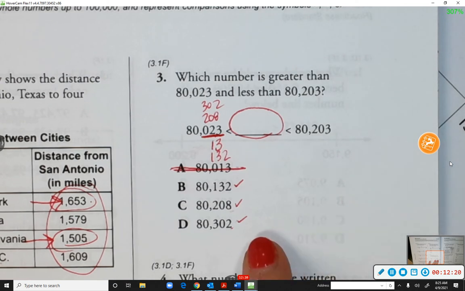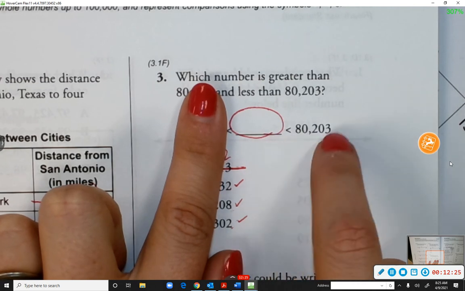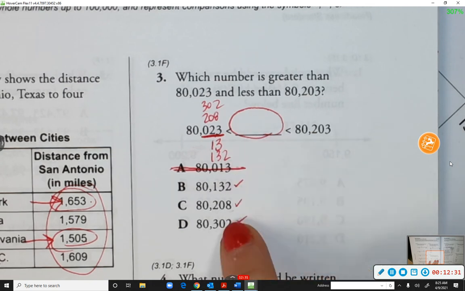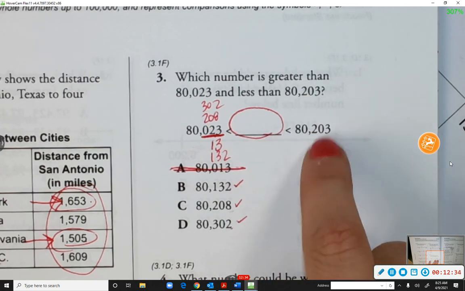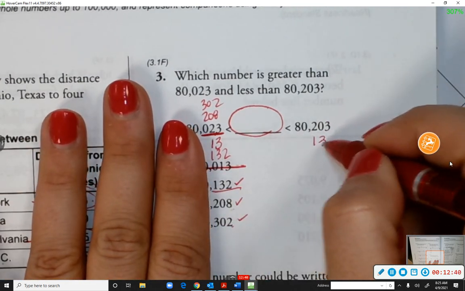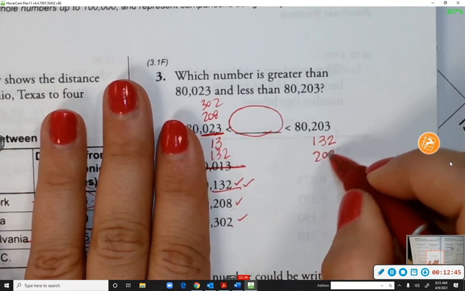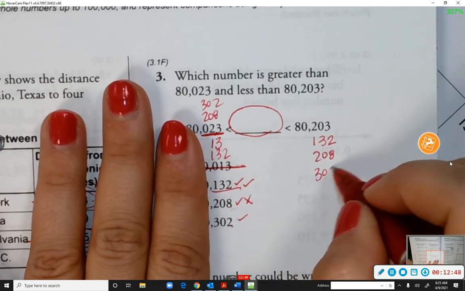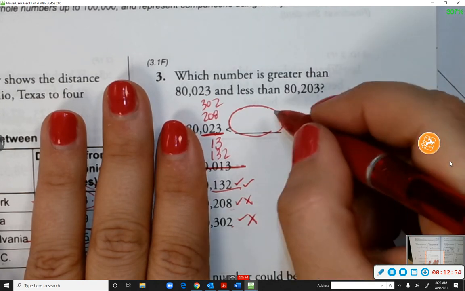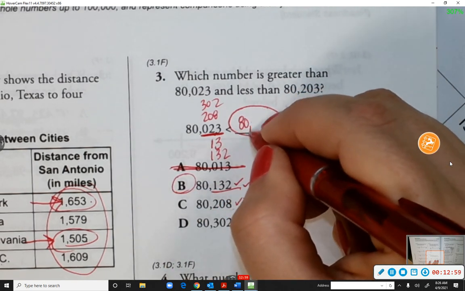Okay? Now I'm going to look at the second side. This number in the middle needs to be what compared to this one? Less than. Good. So now I need to see which of these 3 that we have left are less than 203. Okay, so I'm going to cover this up. I have 132. Is that less? Yes. 208? No. 302? No. Okay. So the only one that works out for both of the numbers is B, 80,132.